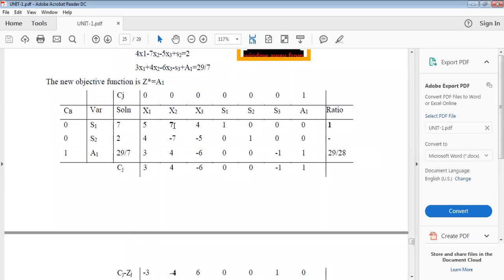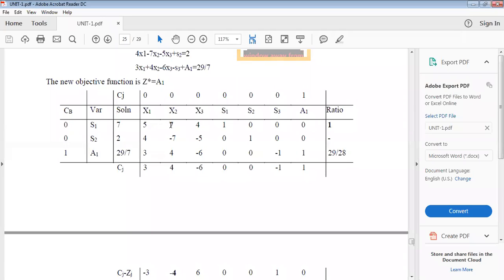So this should be made 1, 0, 0. Remaining elements, this is 0. This should be 0 like this. So to make this 1, divide the entire thing. So therefore, x2 is there, and x2 will come and occupy s1. And 0 will remain as usual.